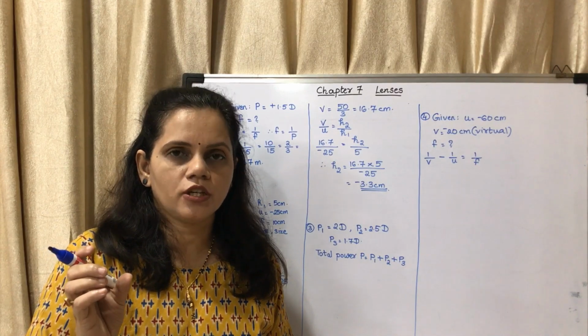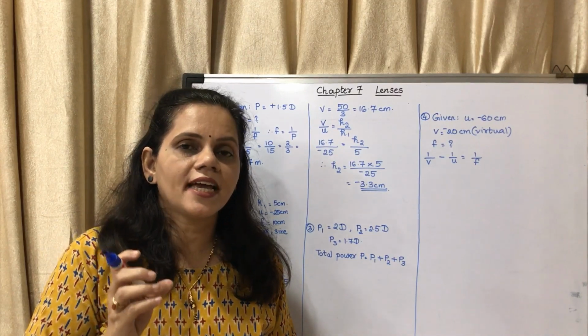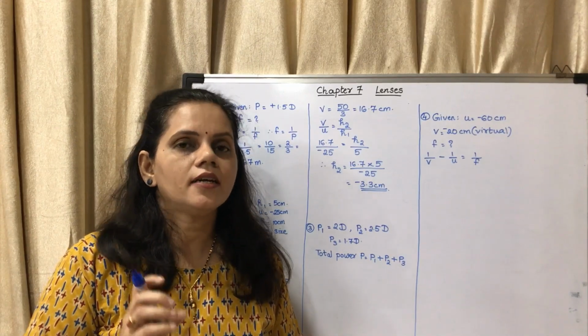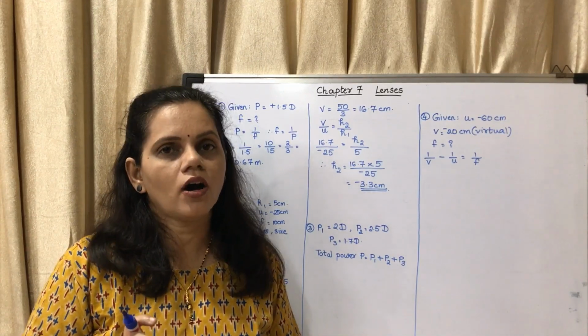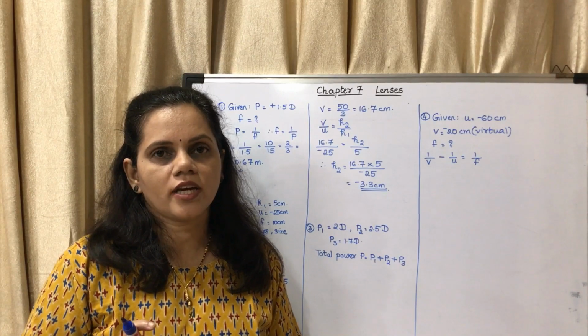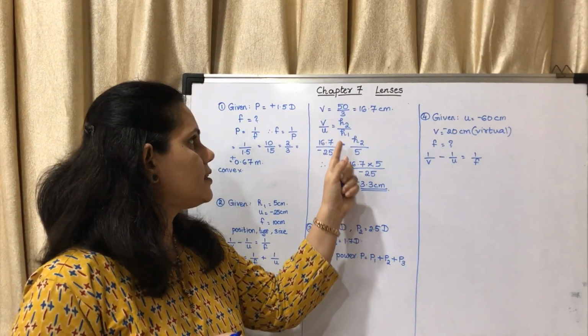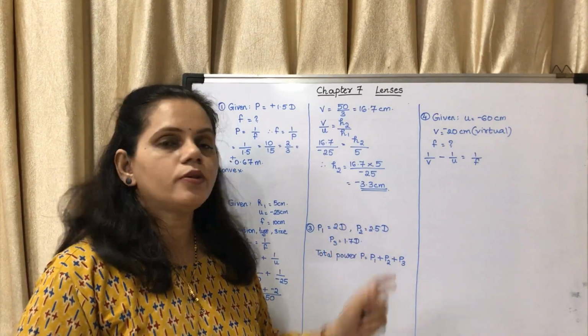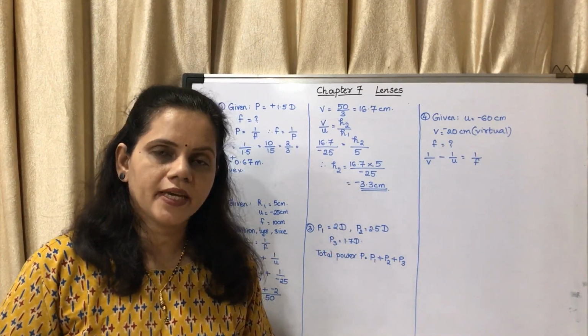They give the absolute value. But what does the sign denote? The sign denotes only whether the image is real or virtual. Okay, here as v is positive, image is real. h2 is negative, means image is inverted.